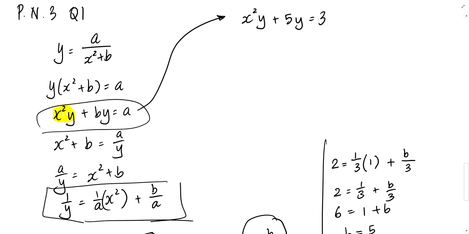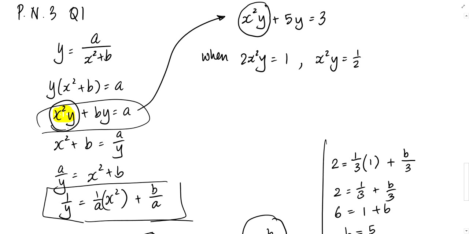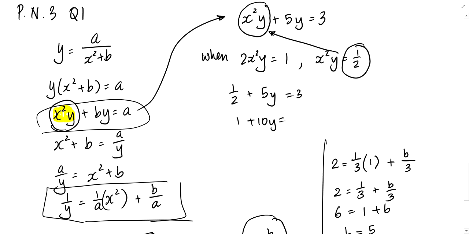Then in part 2, they say find the value of y when 2x squared y equals to 1. Then x squared y equals to half. Very good. So we see, he noticed that actually the x squared y was found over here. That's why he chose this step to do the manipulation and the substitution. So let us substitute this inside here. We get half plus 5y equals to 3. Multiply throughout by 2, we get 1 plus 10y equals to 6. 10y equals to 5. Y equals to half.